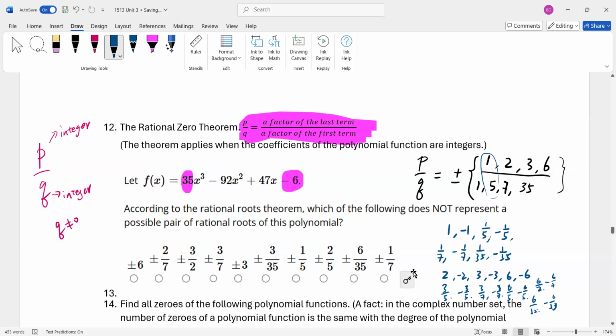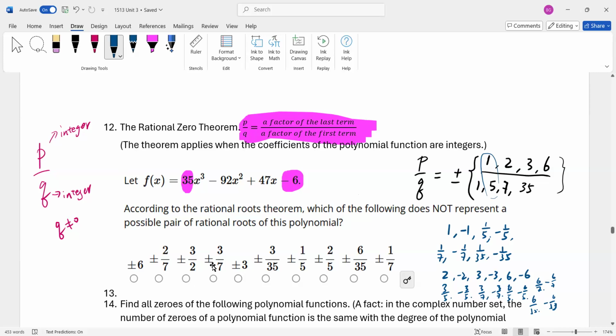Do you see what happened? The numerator of the potential rational zero must be a factor of the constant term in the polynomial. The denominator of the potential rational zero has to be a factor of the leading coefficient. I need a response. Do you see what I'm talking about so far? Yeah, I understand it. Thank you, Haida.